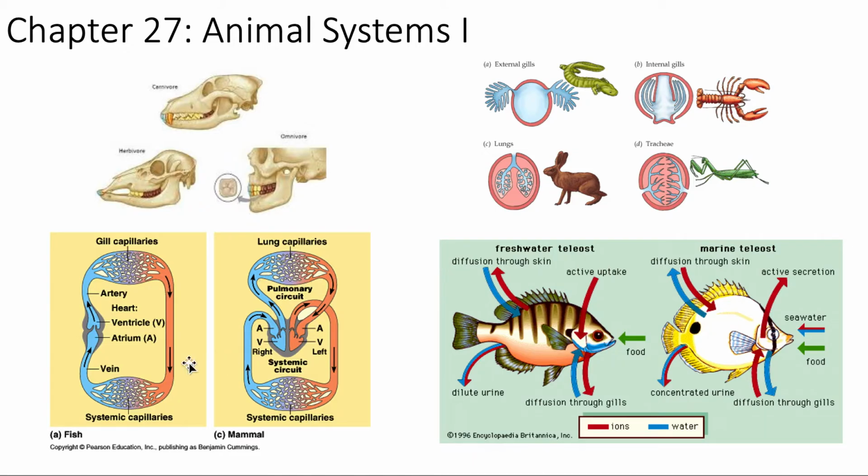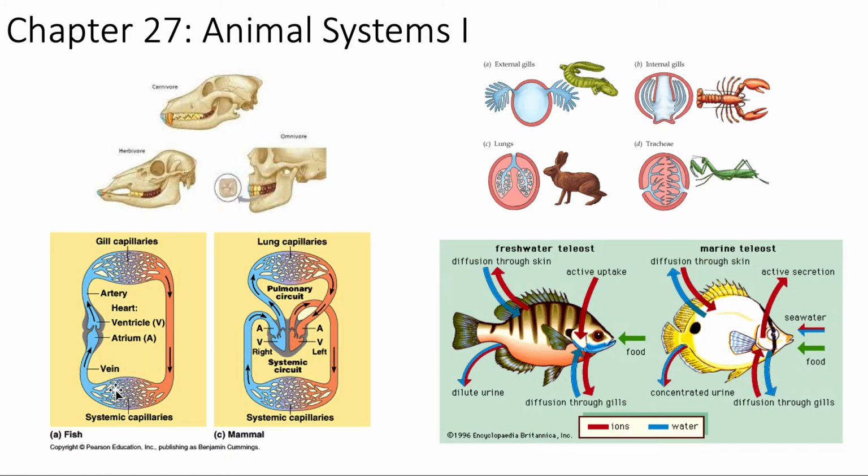All right, now you have two different systems. You have fish, which have what is called a single loop. You can see there's a single loop. You have this ventricle here, which is always going to pump blood out to the body. Okay, systemic capillaries, those are going to be the body. That's going to be out to the body.